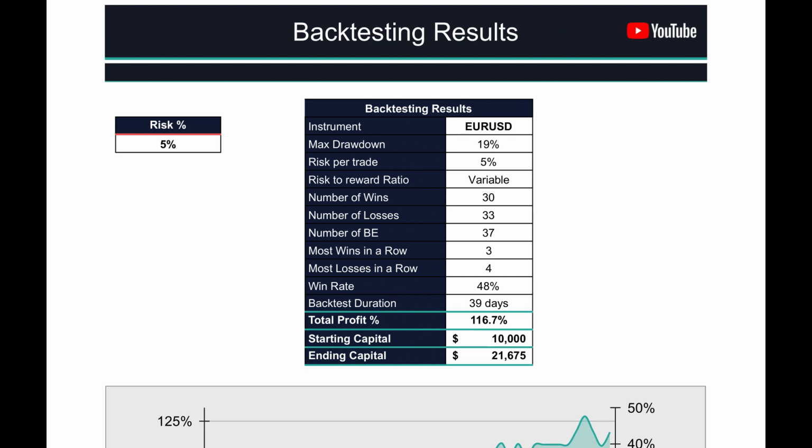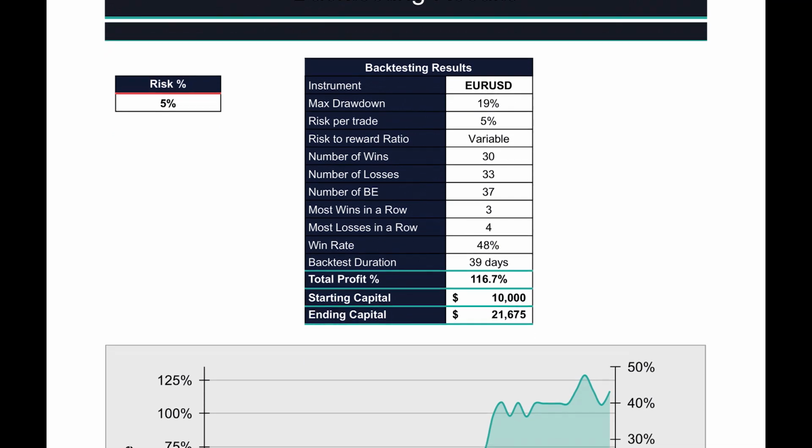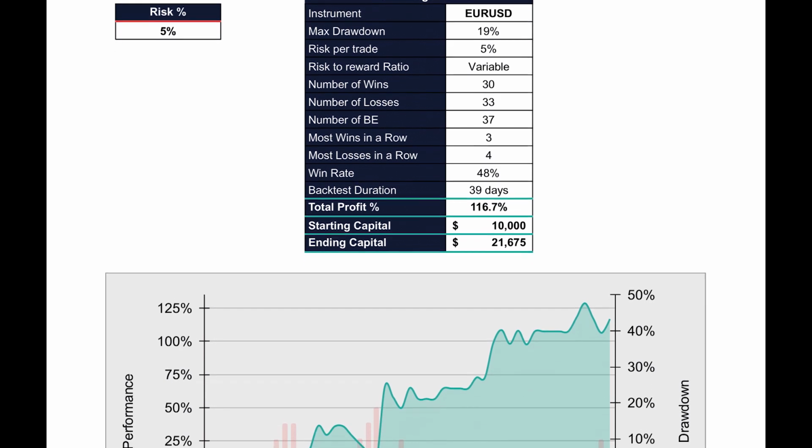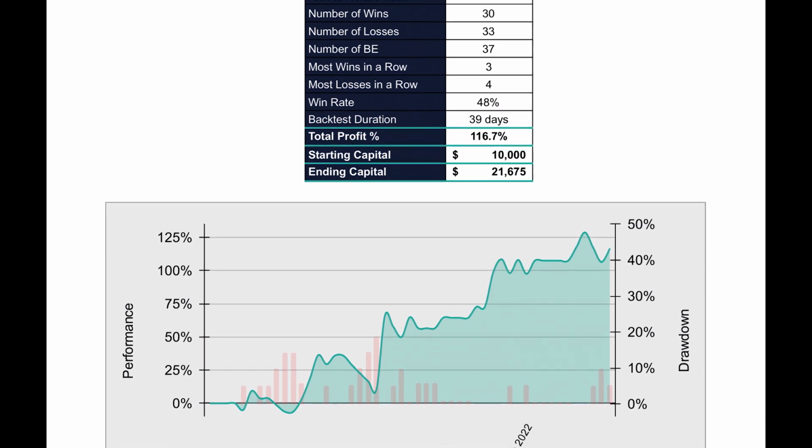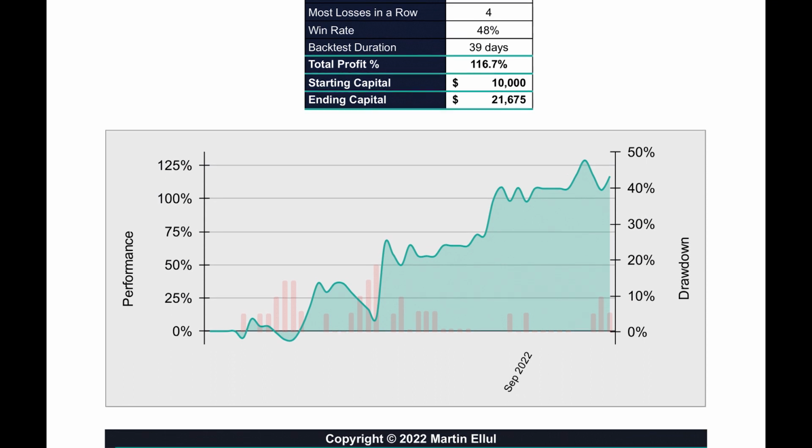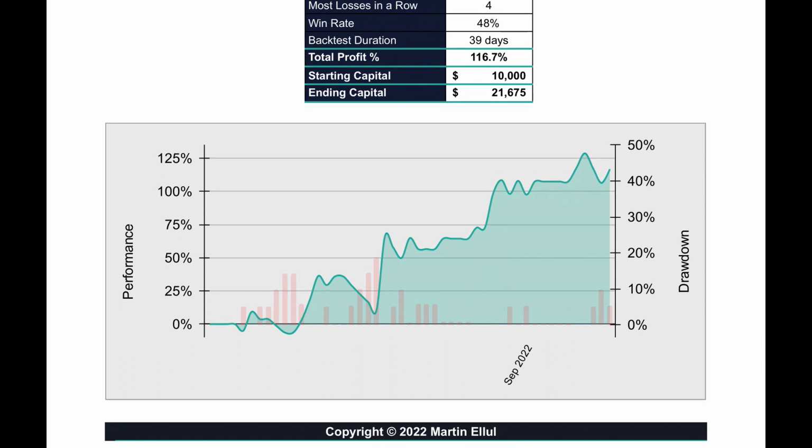So during those 39 days, you would have made a total profit of 116.7%. So if you would have started with $10,000, you would have ended up with $21,675. So as you can see, this is a profitable strategy. On the 15-minute time frame, I think the performance could even be better on lower time frames.